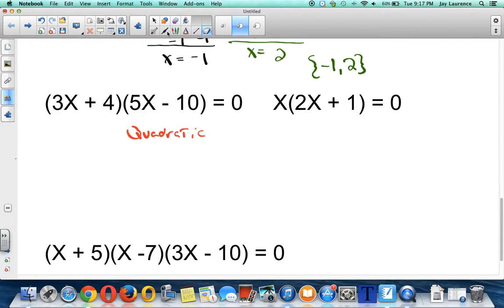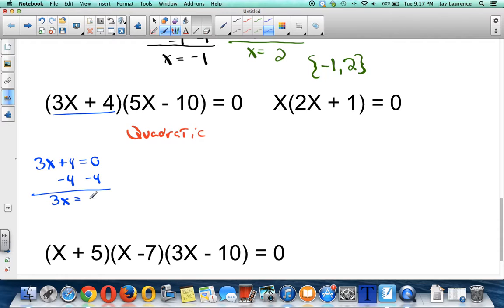So, now that I'm expecting 2 solutions, I'm going to take this first quantity, 3x plus 4. I'm going to set it equal to 0. I'm going to solve for x. Divide by 3, divide by 3. x is going to equal negative 1 1/3. If I take negative 1 1/3 and I plug it in for x, this quantity will turn to 0. Whatever this quantity is will be multiplied by 0. It will also be 0.